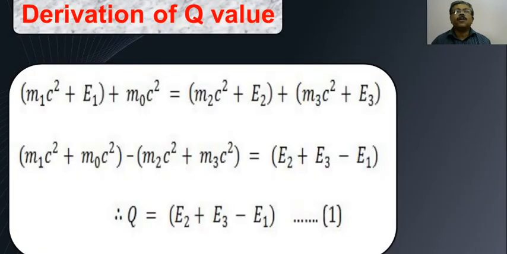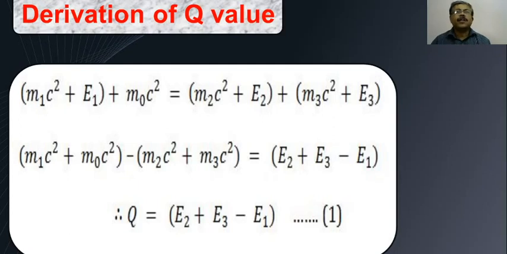Now, when you are looking for the Q value derivation, we can see from the law of conservation of energy that the total energy of the reactants should be equal to the total energy of the products. Now, m1c², which is the rest mass energy of the projectile, plus its kinetic energy, and m0c², the rest mass energy of the target nucleus, together will make up the net energy of the reactants.